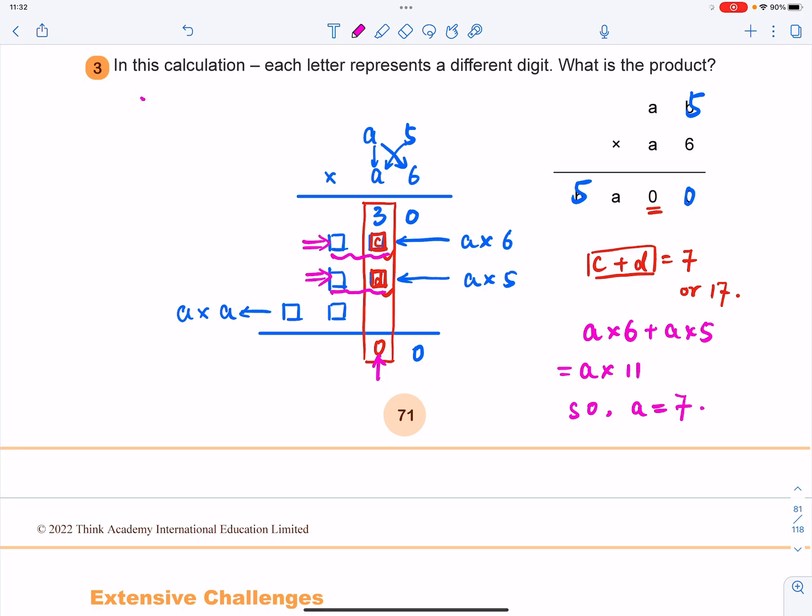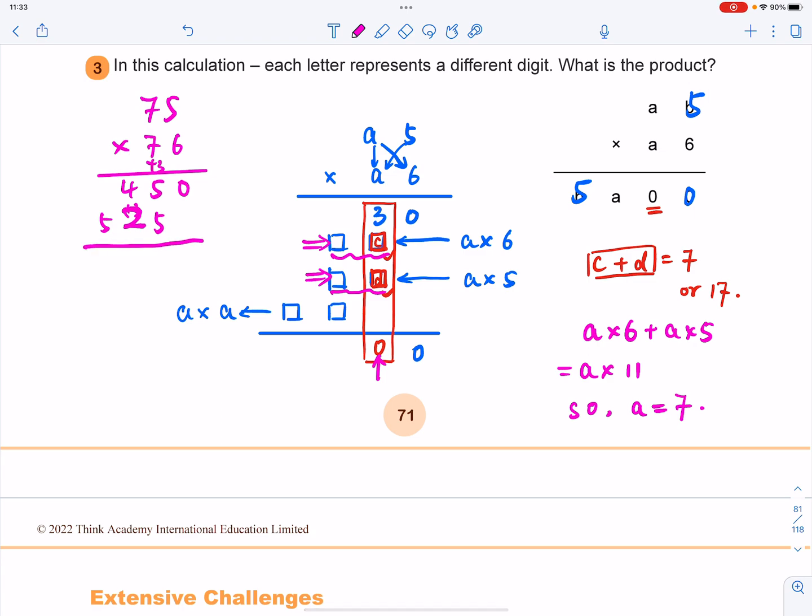Let's see, what do we have? 75 times 76. Let's see, what is the product? 6 times 5 is 30. You carry over 3. You get a 0. 7 times 6 is 42, plus 3 is 45. 7 times 5 is 35. Carry over 3. 7 times 7 is 49, plus 3 is 52. Okay, it's 52.